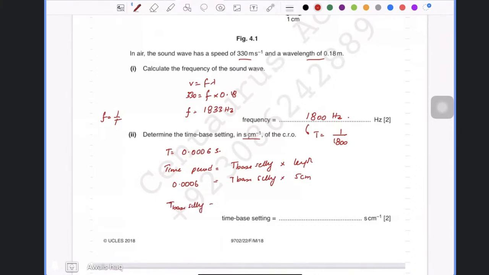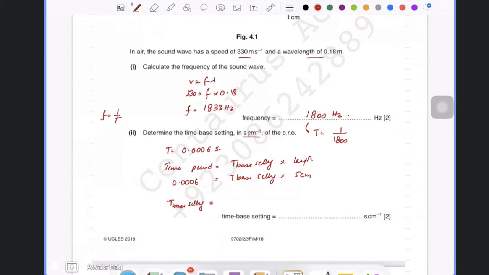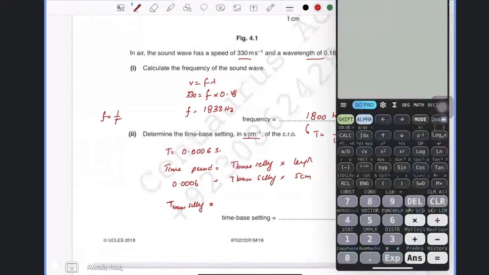So it means the time base setting is 0.0006 divided by 5, so that's going to be 0.00011 seconds per centimeter.